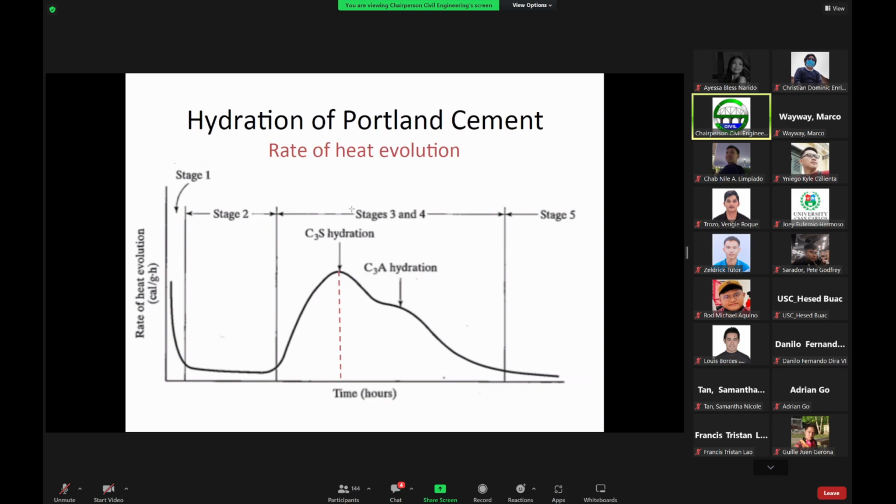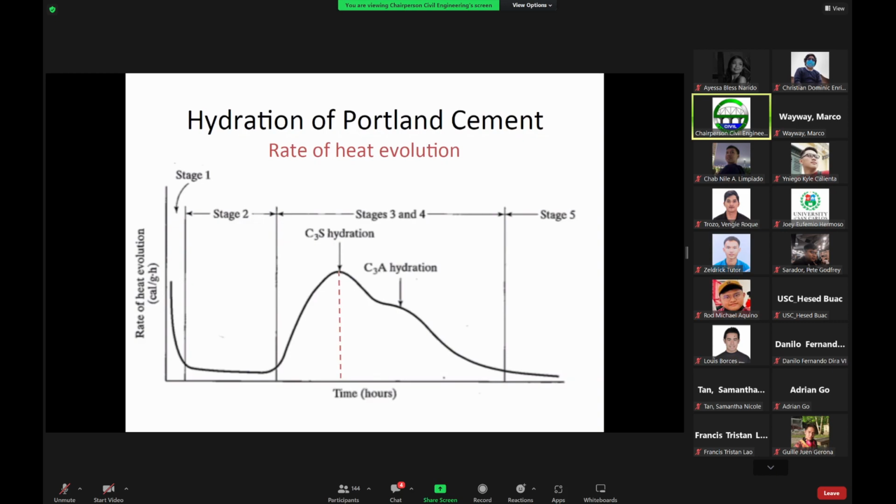Once we have enough calcium and hydroxide ions in solution, this C3S starts to react very rapidly. After this dormant or induction period, your C3S starts to react, and it reaches this maximum point at the end of your acceleration period. This maximum point also corresponds to your maximum rate of heat evolution. So it is the highest here.